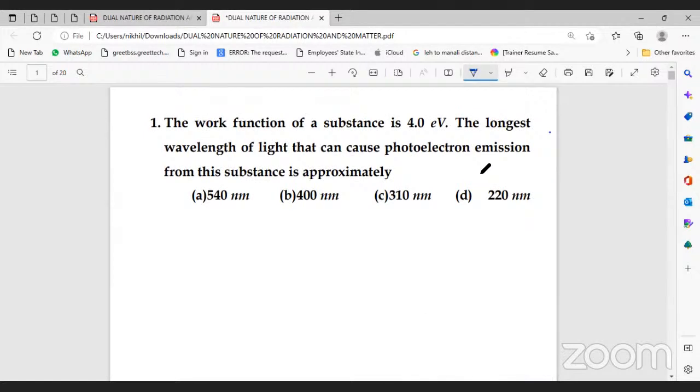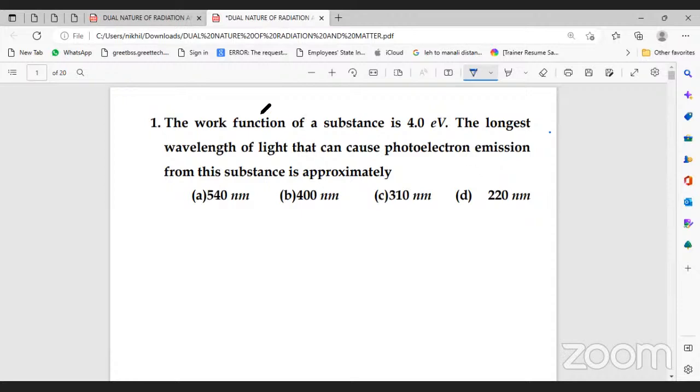In the last class, we explained the concept of dual nature formulas. Now, in today's class, let me solve a few questions on dual nature of radiation and matter. Now, look at the problem.